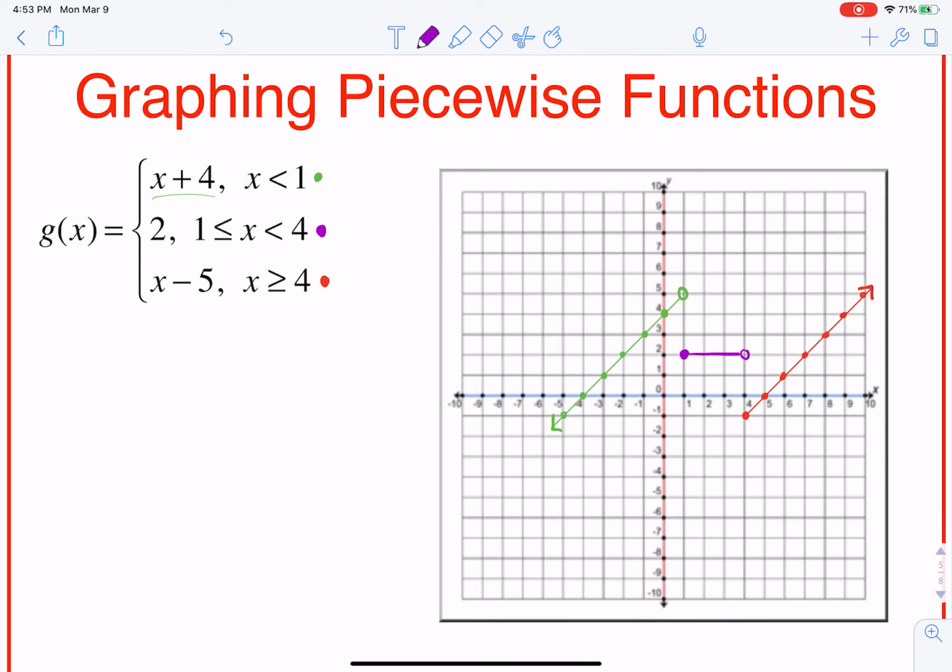And everything that's larger than or equal to 4, so you see I have that red circle down there, is going to look like x minus 5.